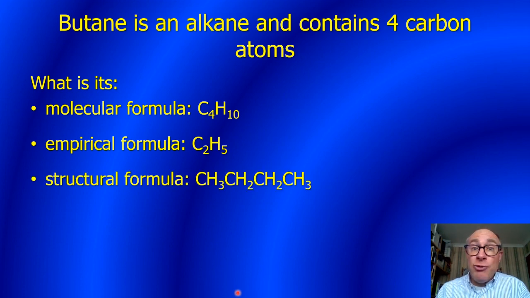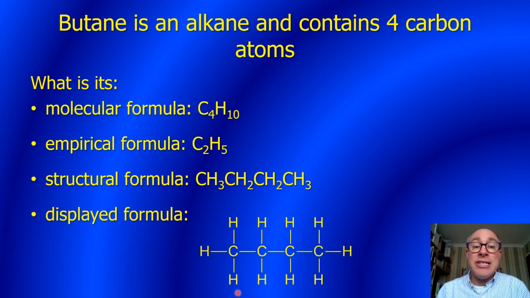The structural formula has 4 carbon atoms. The first carbon atom has 3 hydrogens. The second carbon has 2 hydrogens, the third carbon has 2 hydrogens, and then the last carbon has 3 hydrogens again. And then the displayed formula, similar to the structural formula, but shows all of the bonds using hydrogen atoms. So I hope you got all of those right.